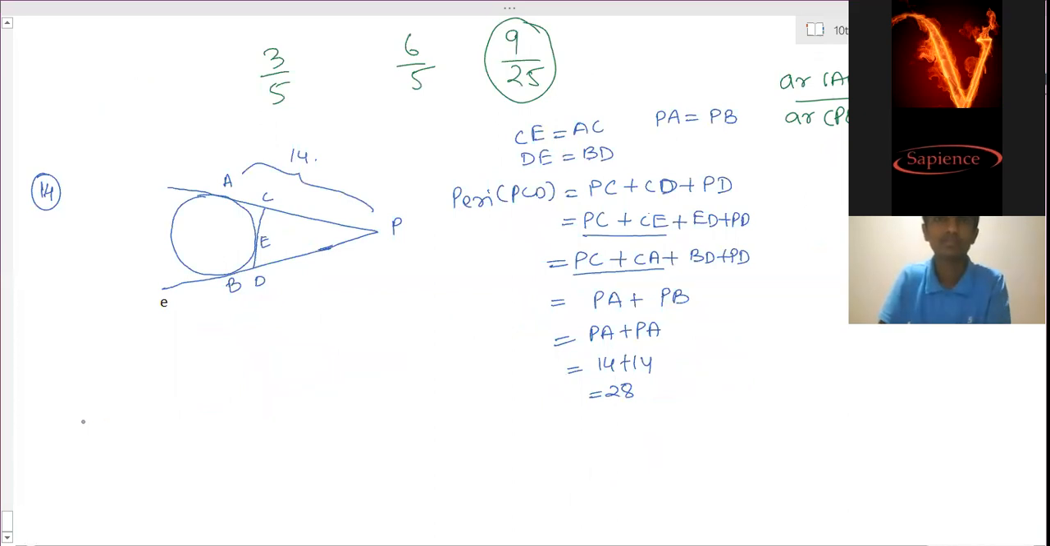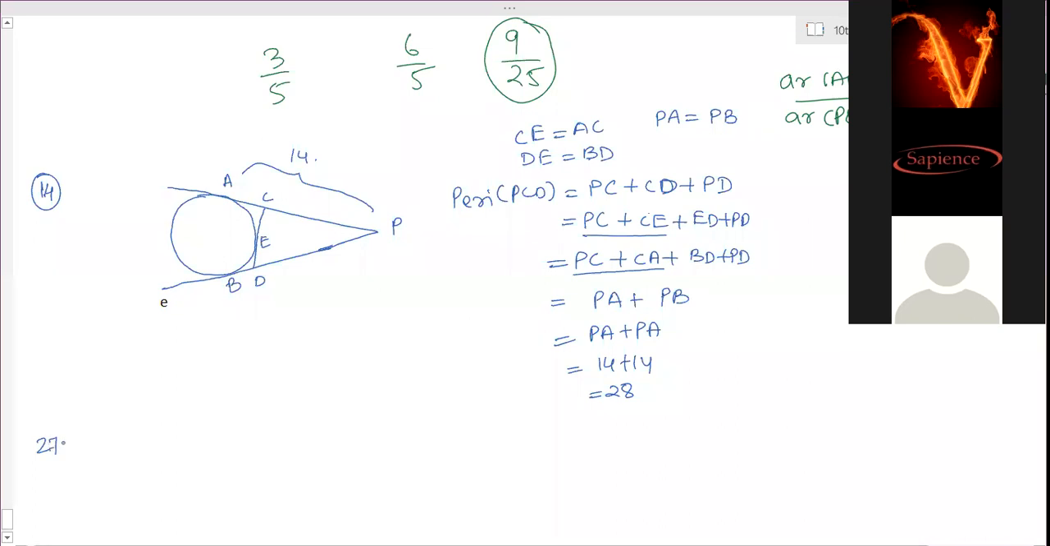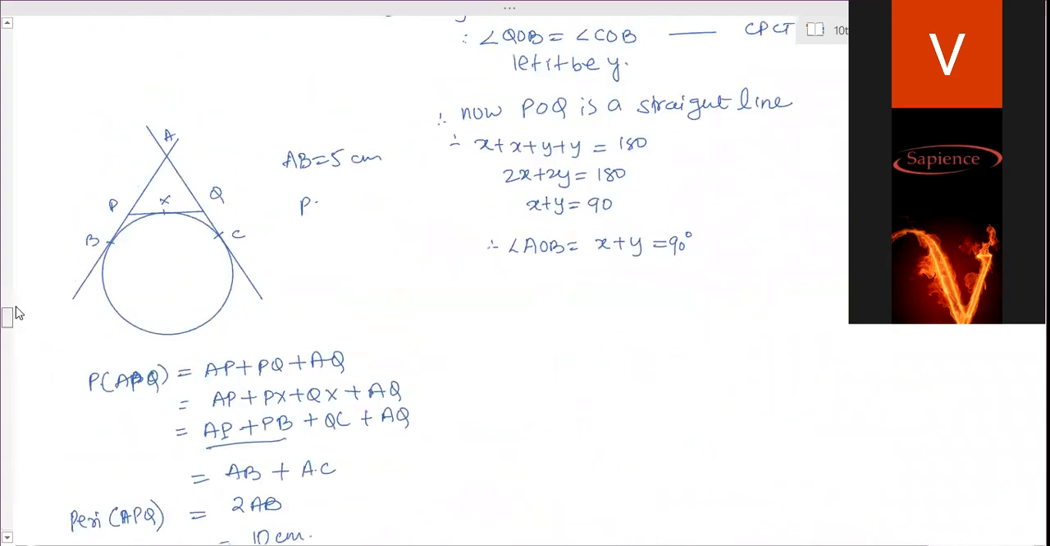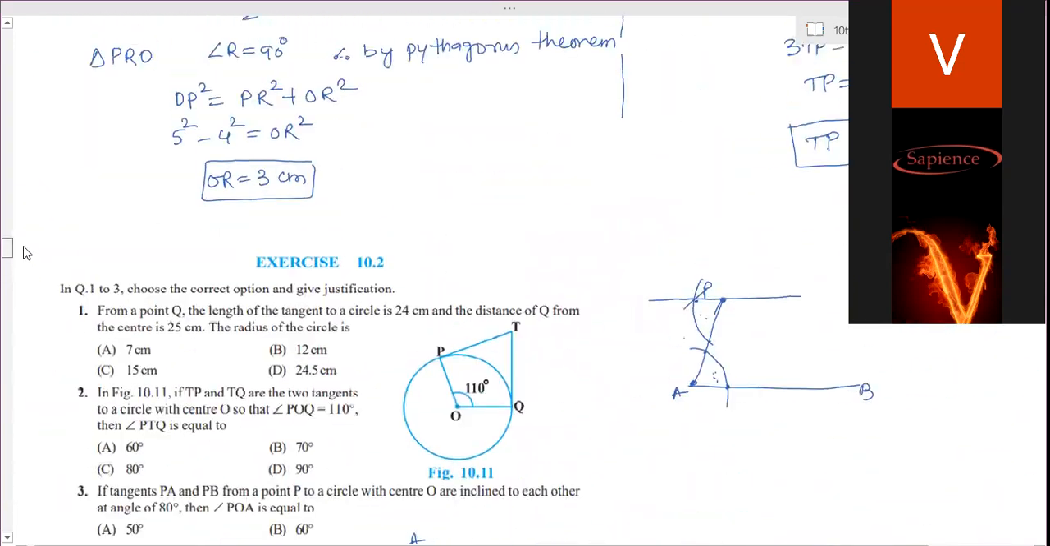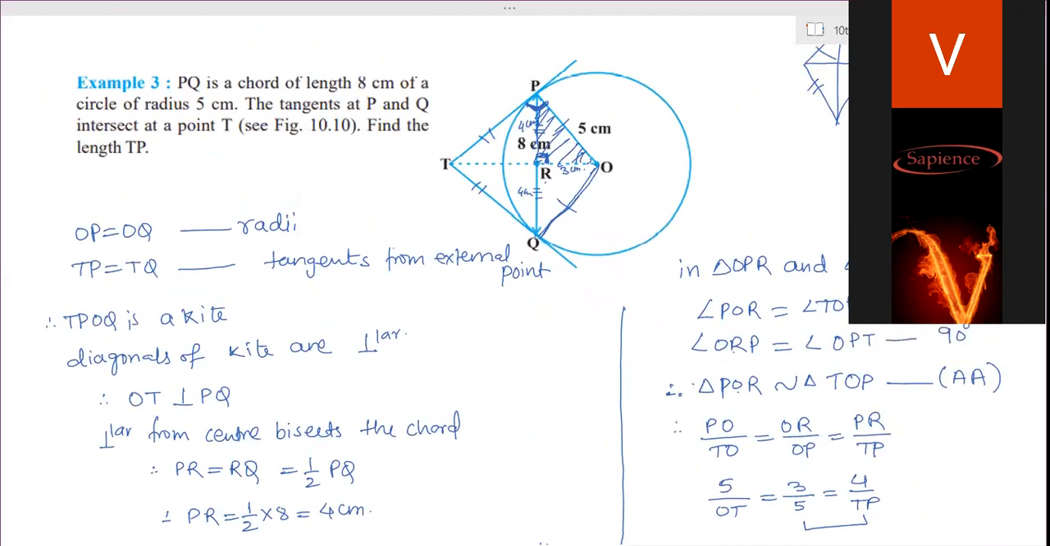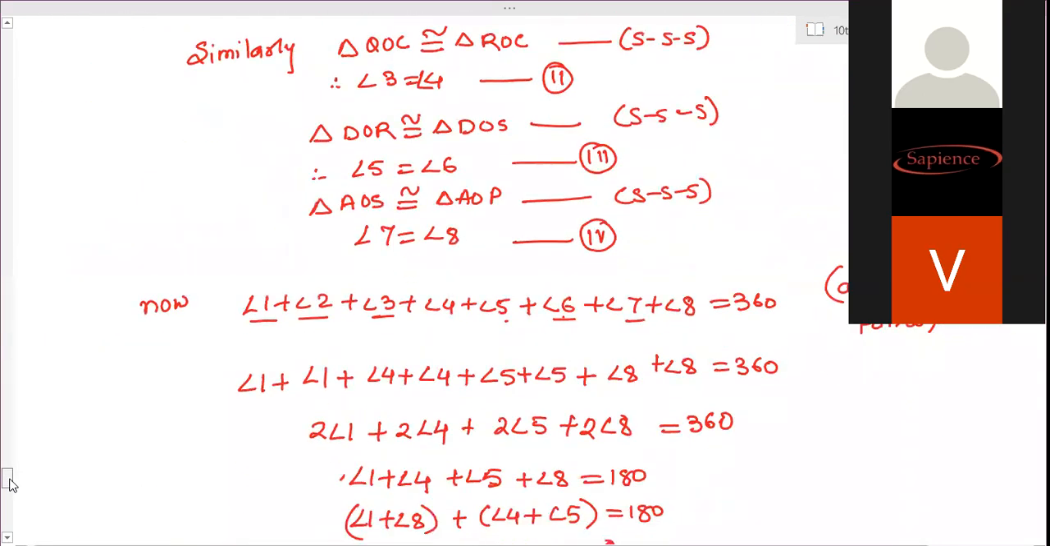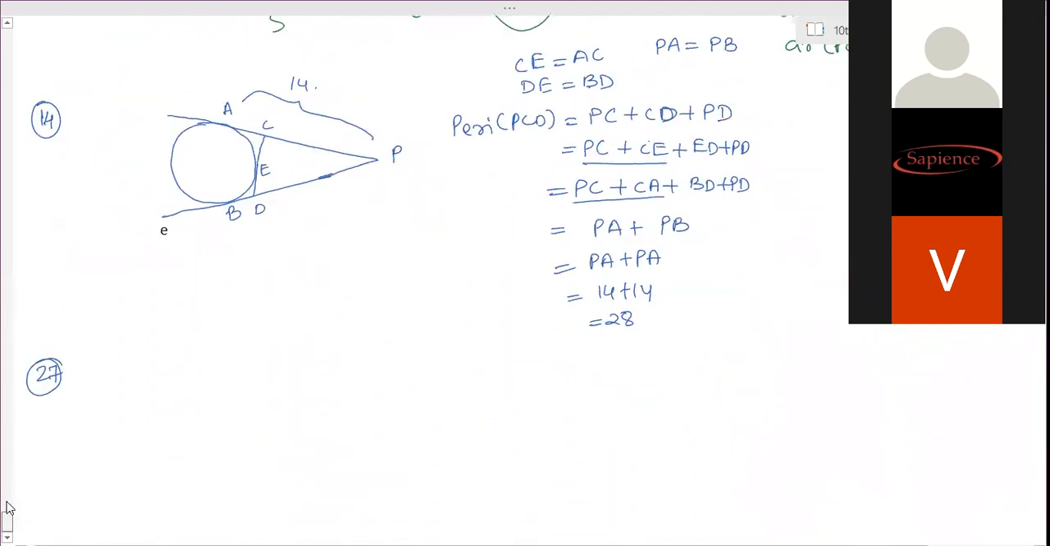Next one. Ma'am, 27th one. Ma'am, 28th one too. This is the 27th. Oh, okay, ma'am. I told you the question is asked with different values. This is 16 and this is 10. That's it. Yeah, I didn't realize, ma'am. The 28th is the same. Here it is the same thing.